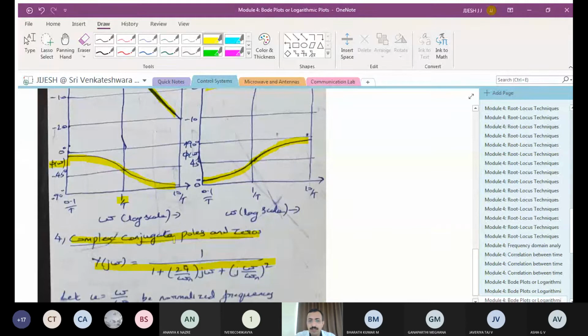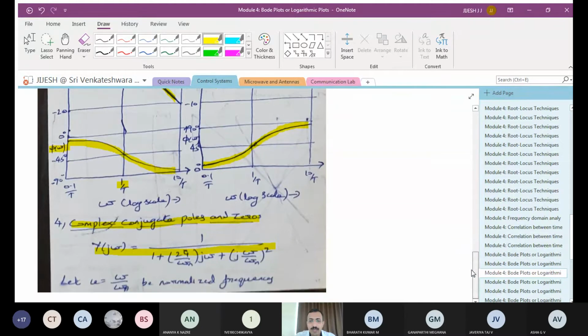So this is the function you take when complex conjugate poles and zeros are there, and let us see how it is going to be. As we have discussed before, u is equal to omega by omega n, which is called the normalized frequency. Understand carefully. If you have any doubts, you can discuss with me. So we are now taking complex conjugate poles and zeros.